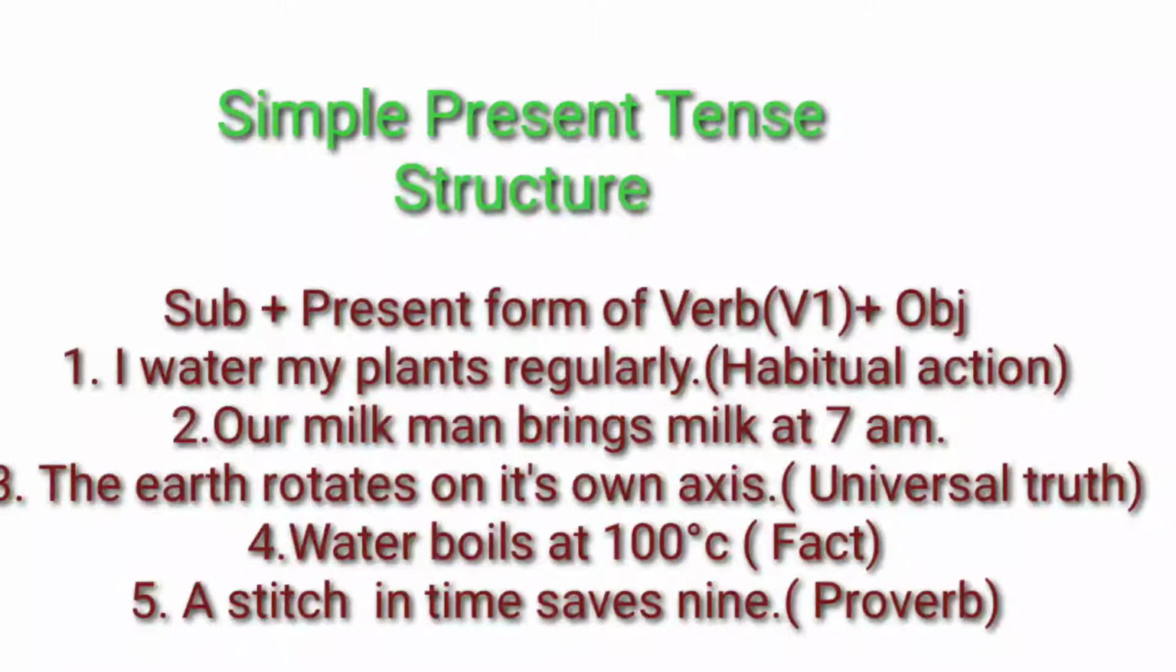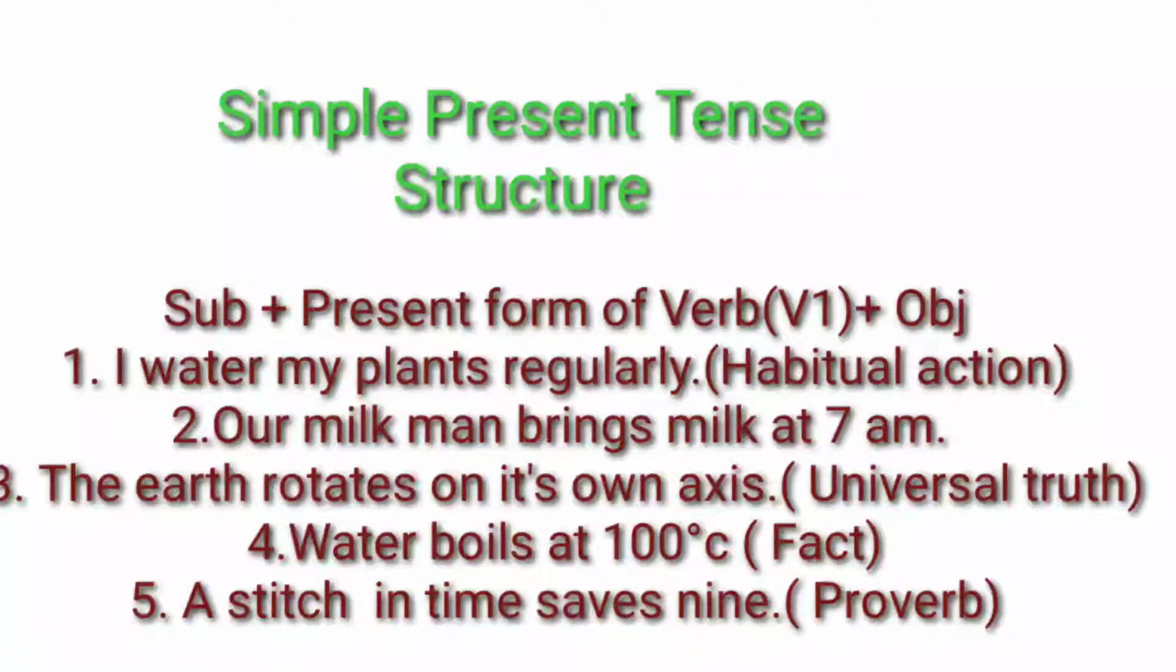Take the example of the first one. I water my plants regularly. This is the regular happening. It's a habitual action of mine. So that should be in simple present tense. I water my plants regularly. That's a habitual action. So we have to use simple present tense. Come to the second one. Our milkman brings milk at 7 o'clock. This is also a regular happening.